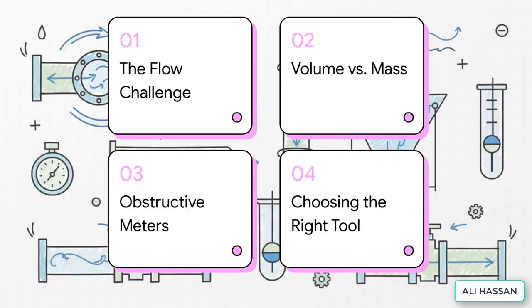So here's what we're diving into. First, we'll talk about why measuring flow is such a challenge to begin with. Then, we'll look at the two main ways you can measure it, by volume or by mass. After that, we're getting hands-on with 3 specific tools. And finally, we'll figure out how an engineer chooses the right one for the job. Sound good? Let's get started.